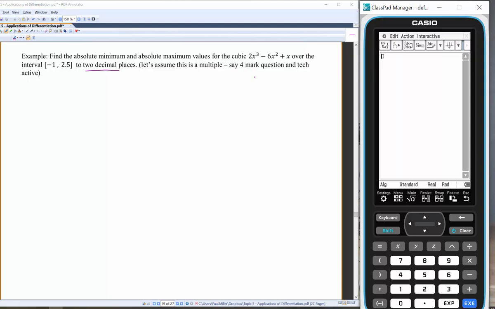Okay, so what we're going to do is say let f of x equal 2x cubed take 6x squared plus x. Let's diff it. Let's not diff it. Okay. What are we going to do now? Well, I think we should get an idea of what the function looks like. So my first thought is that we should solve it.